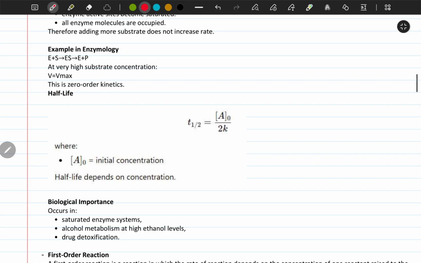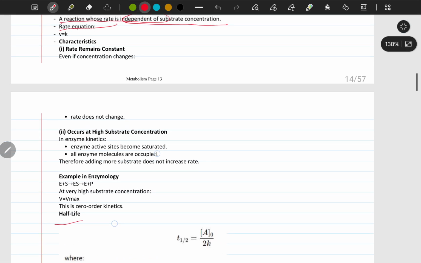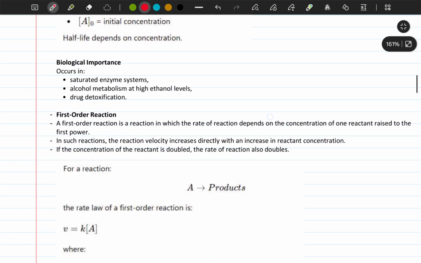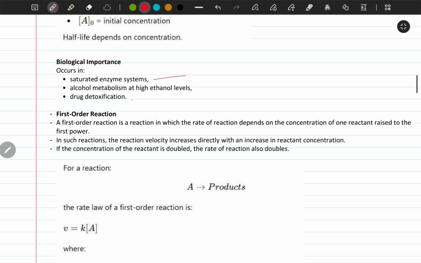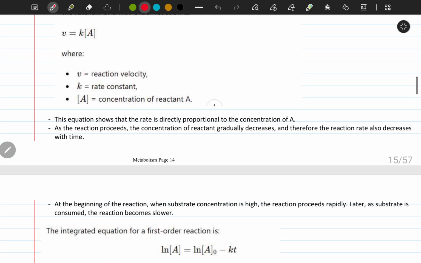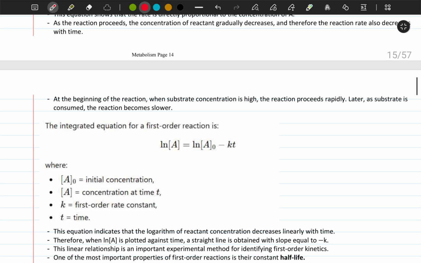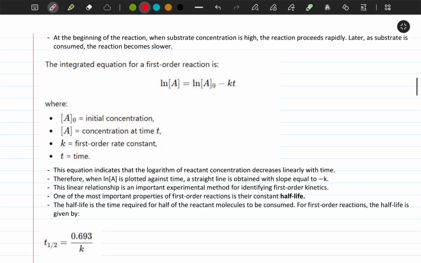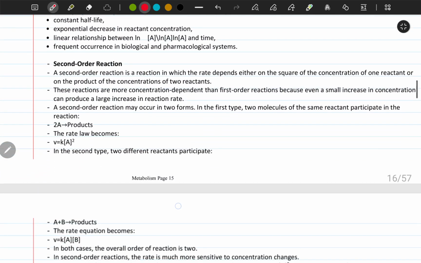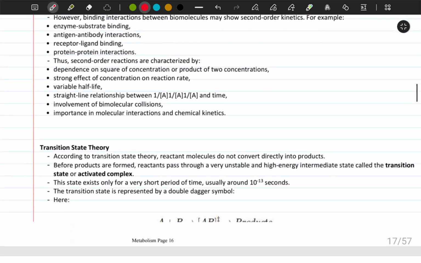Okay, we are not doing all this. For half-life, I don't think the questions will come from this. For first order, V equals K times substrate A. Integration gives t half equals 0.693 upon K. Second order is not important right now.